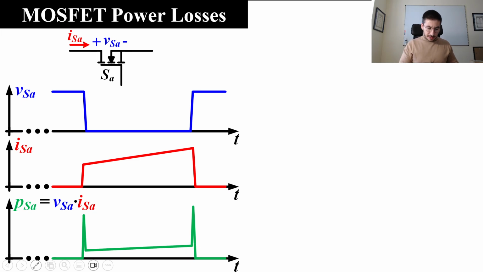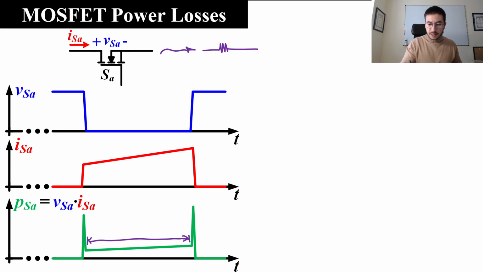Well, the easy part is to explain why we have this part. In this part, the device is completely on. So in reality, what we have is not a short circuit, we have the on resistance. And since we have current flowing through the resistance, in our case the inductor current, we will have some power consumption. And that's why we have this instantaneous power level during that part.